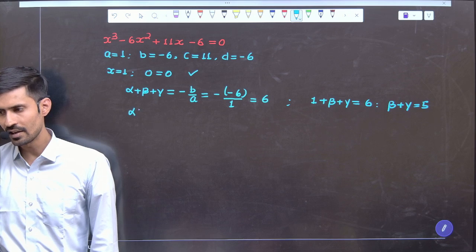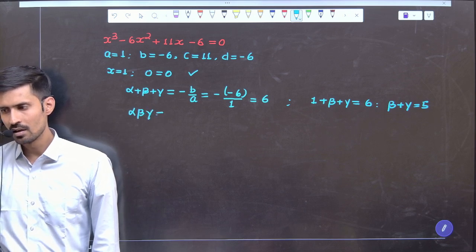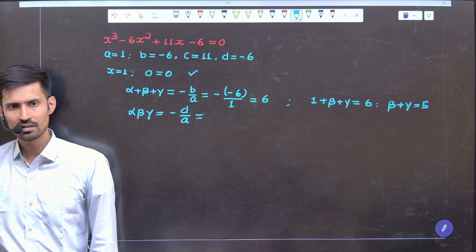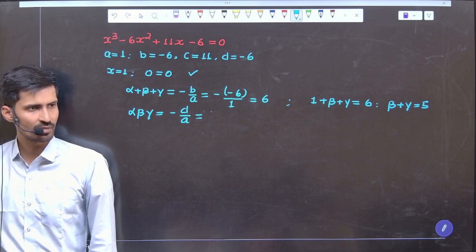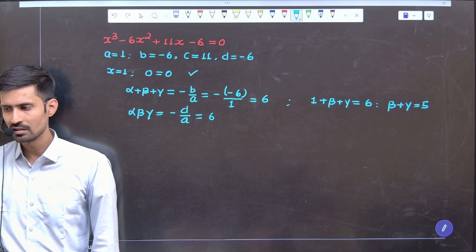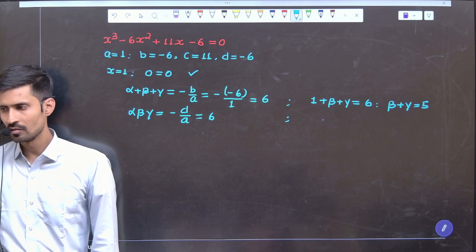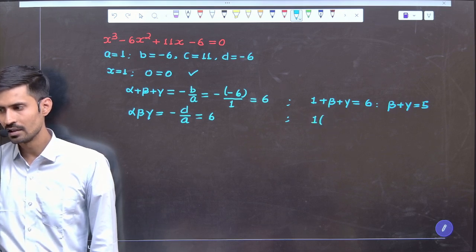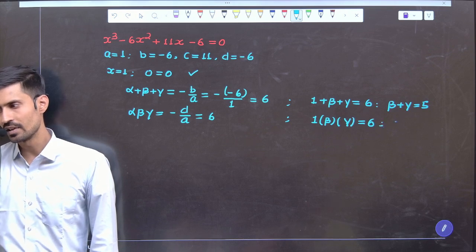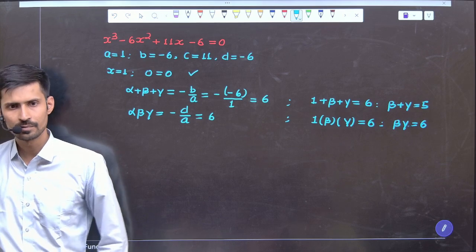Now alpha into beta into gamma is minus d by a. What is d? So minus -6 will be +6. Don't write anything. What is alpha? 1. Beta is beta and gamma is gamma. 1 into beta into gamma is 6. So what will get, beta into gamma is equals to 6.